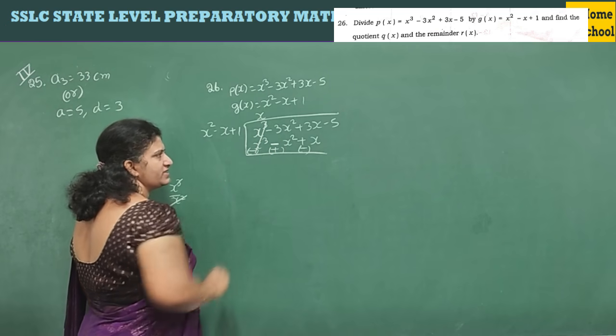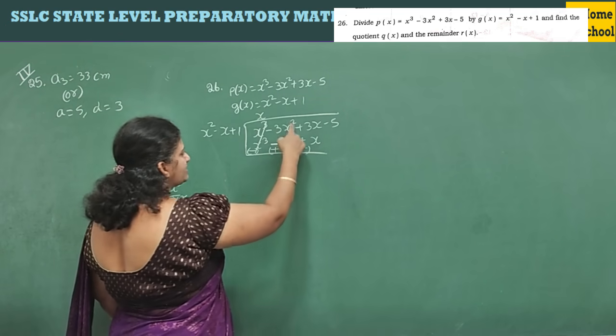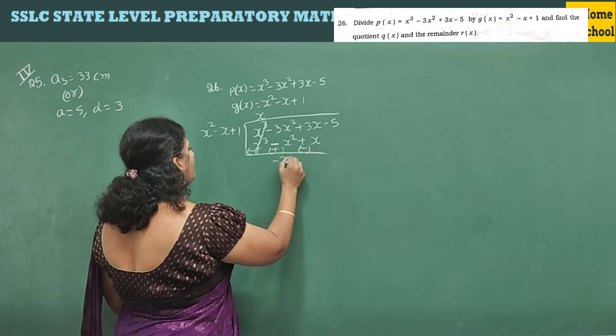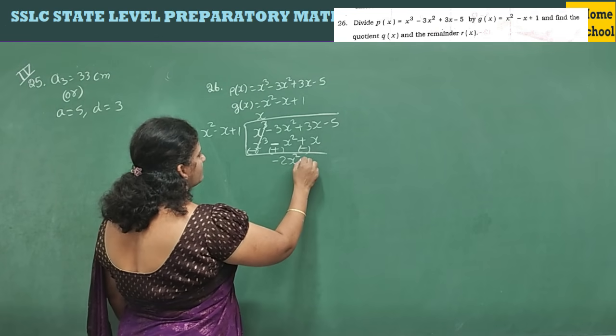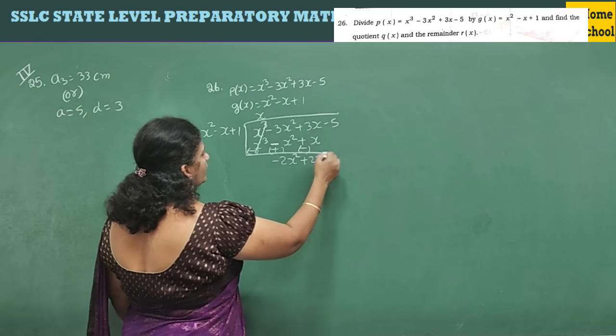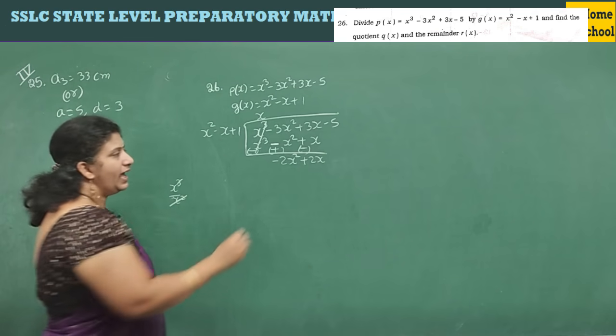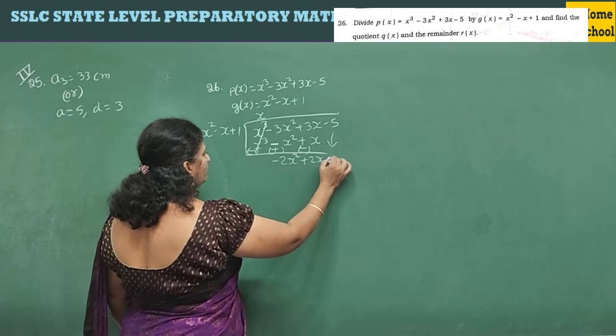x cube minus x cube cancel. Minus 3x square plus x square will be minus 2x square. 3x minus x will be plus 2x. Okay? And bring this minus 5 down.